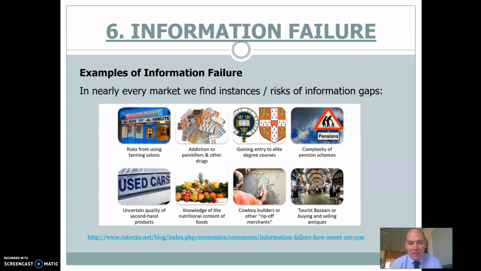Okay, so you can have a little look at some of these. For example, the risks from using tanning salons. Quite a number of them are unmanned, and as a result you are trusting people, even if you provide information, to make the right decision, whether or not they actually take any notice of the information given. Cowboy builders or other rip-off merchants are at the bottom. If you don't know enough information about a particular builder, then clearly you have the capacity to be ripped off by any tradesperson.